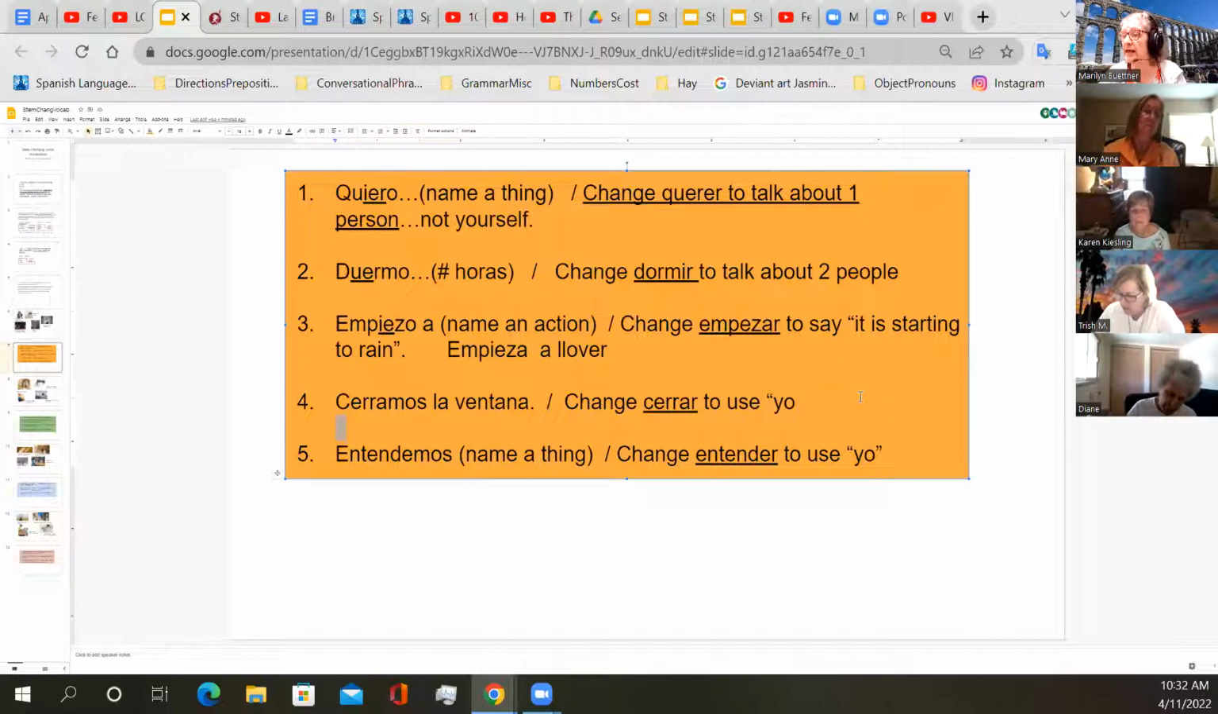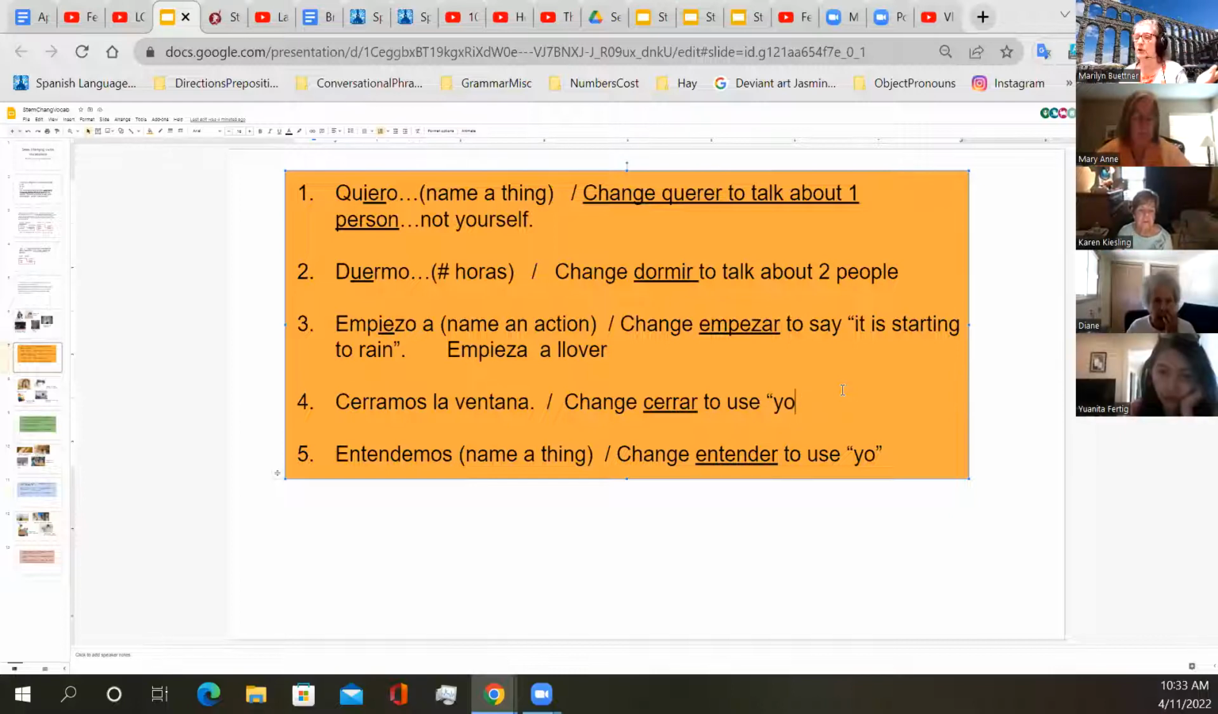If you forget to say it, somebody will still probably understand you. It will just sound a little odd to them, a little off, but they'll understand. Okay? Bien? Let's take a look at cerrar. Cerramos la ventana. Cerramos la ventana is, yeah, cerramos.